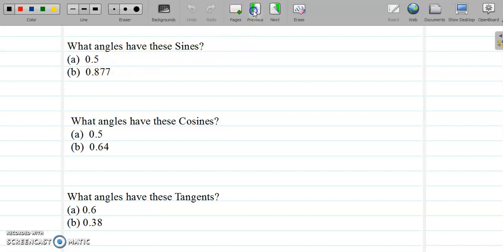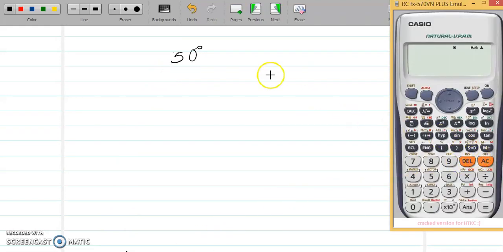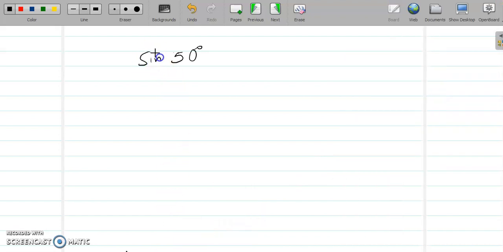First of all, let me look at this. Maybe if we are given an angle to be 50 degrees, and we are asked to find the sine of 50 degrees. We use our calculator to find it. Look at sine 50. That gives us 0.766 approximately. So sine 50 gives us 0.766.